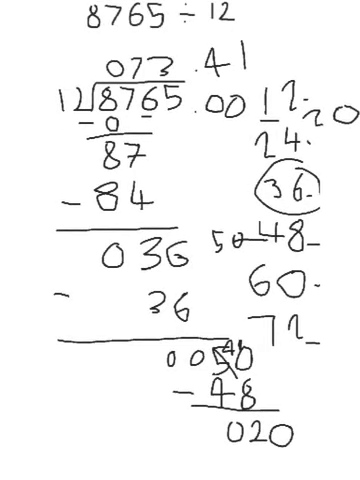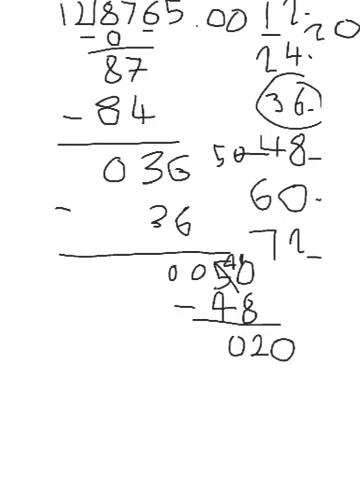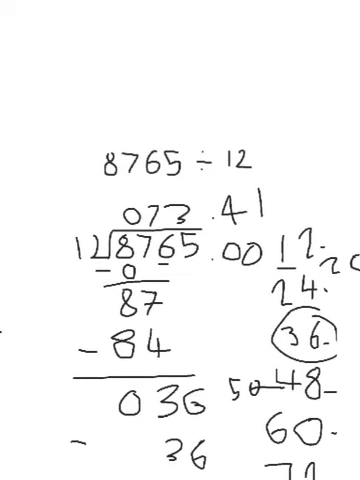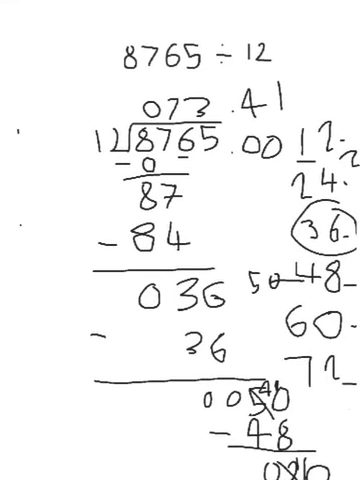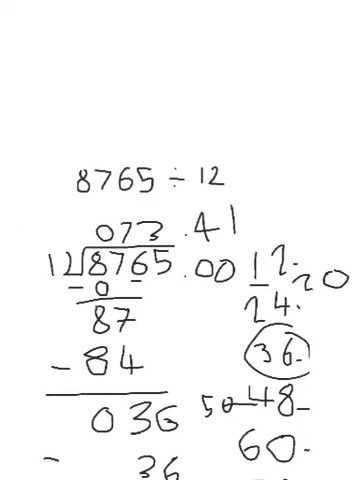Then you do 20 take away 12. And you put 1 here and exchange the 1 to put next to the 0. 10 take away 2 will be 8. 1 take away 1 will be 0. And since now you have 2 numbers in your decimal place, that will be the answer. So your answer would be 73.41.